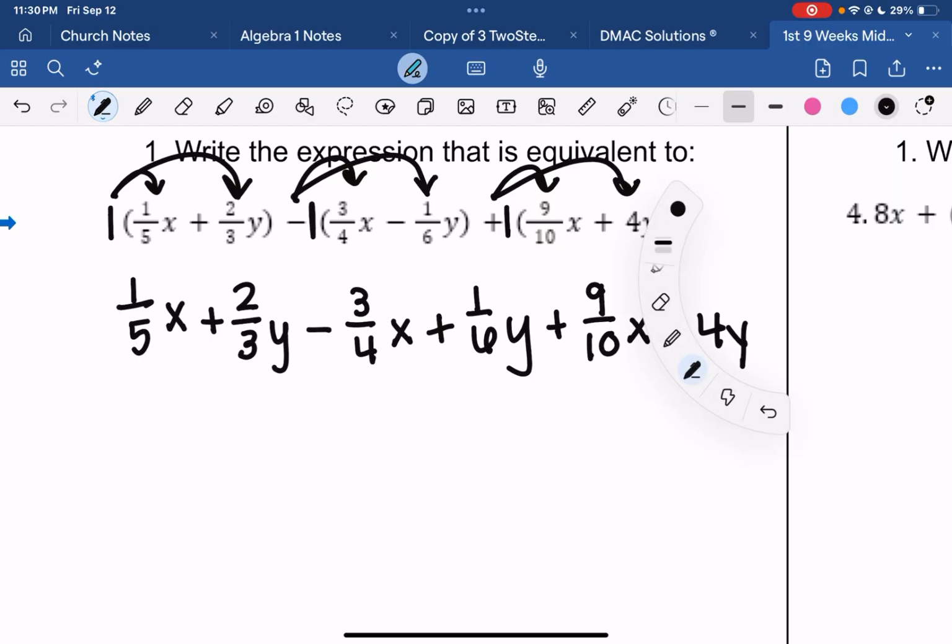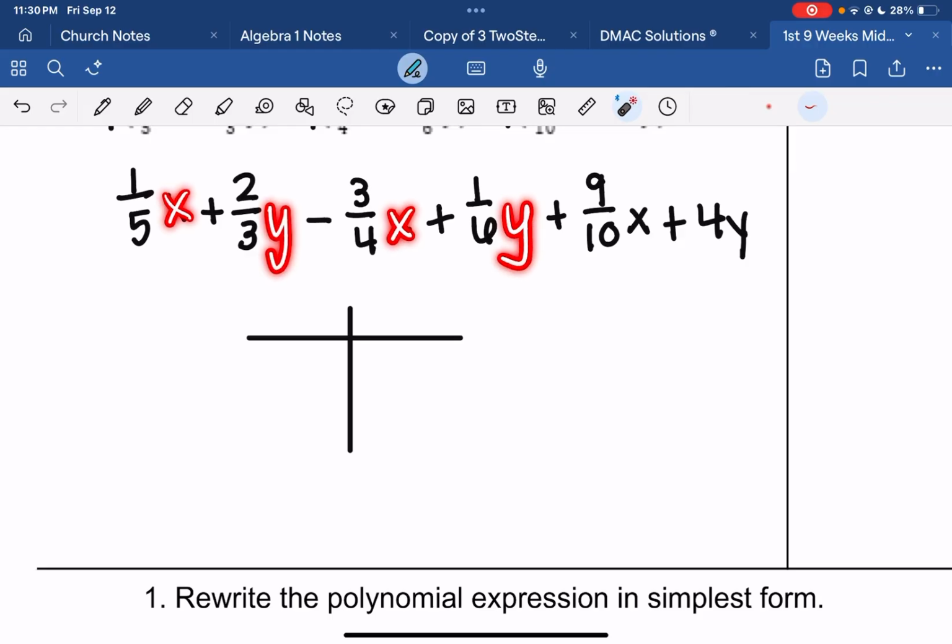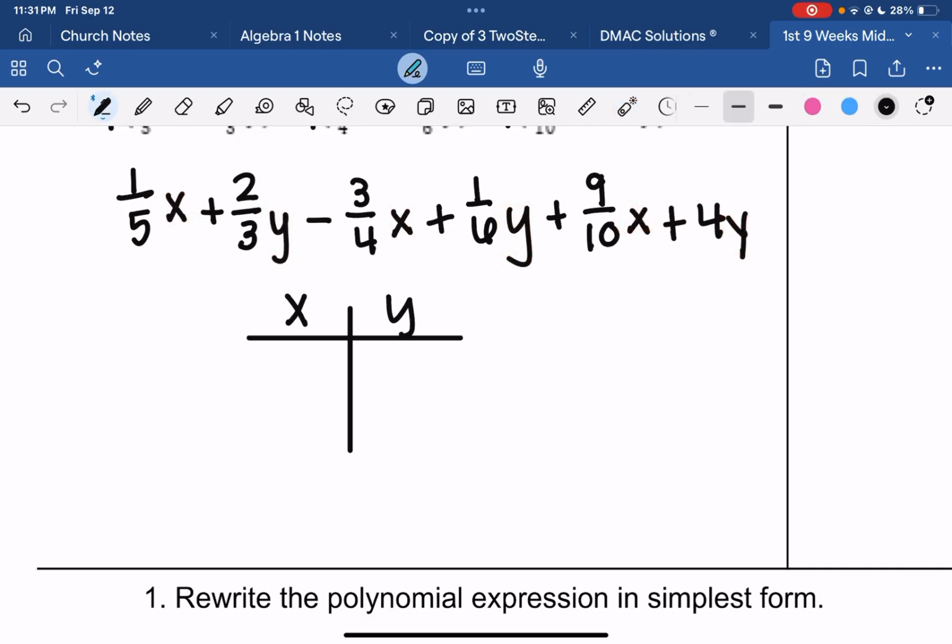When you are combining like terms, this is when you can square, box, circle, highlight different colors. Or you can organize them like we do with solving, except you don't have a left side and a right side. So what you can do is just organize, in this case, all of your x's and all your y's where they belong. If I look, I only have an x, y, x, y, x, y. So all I'm going to label my table with are x's and y's. And then you just put them where they belong.